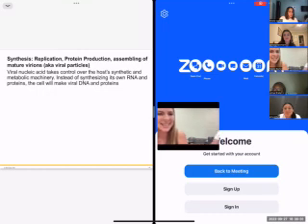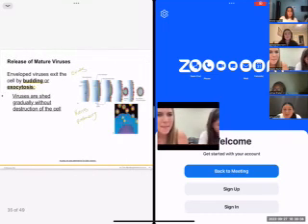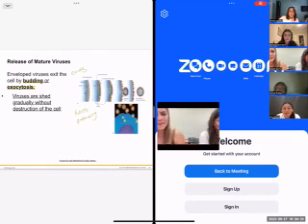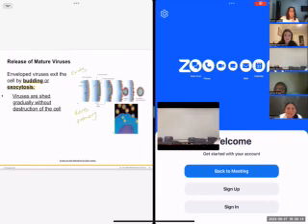Okay, so now it's the release of mature viruses. This is when the enveloped viruses exit the cell by budding or exocytosis. Viruses are shed gradually without destruction of the cell.